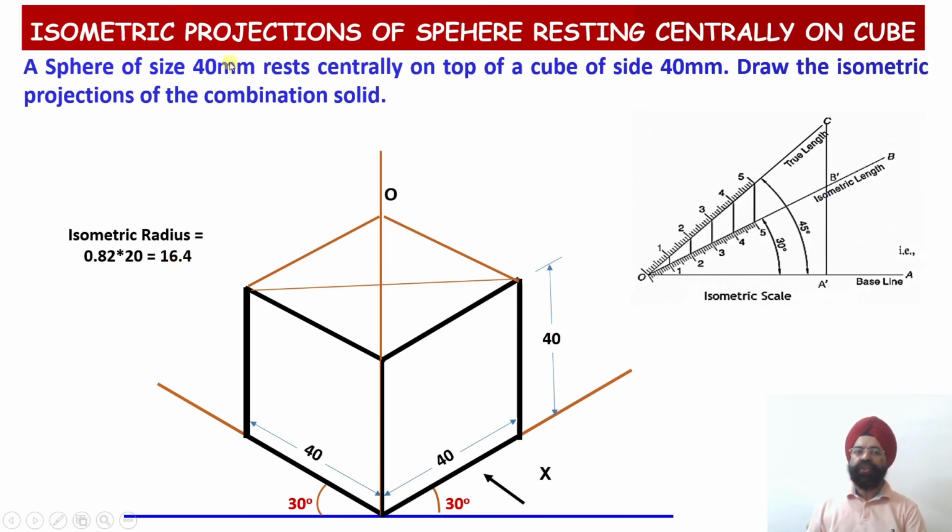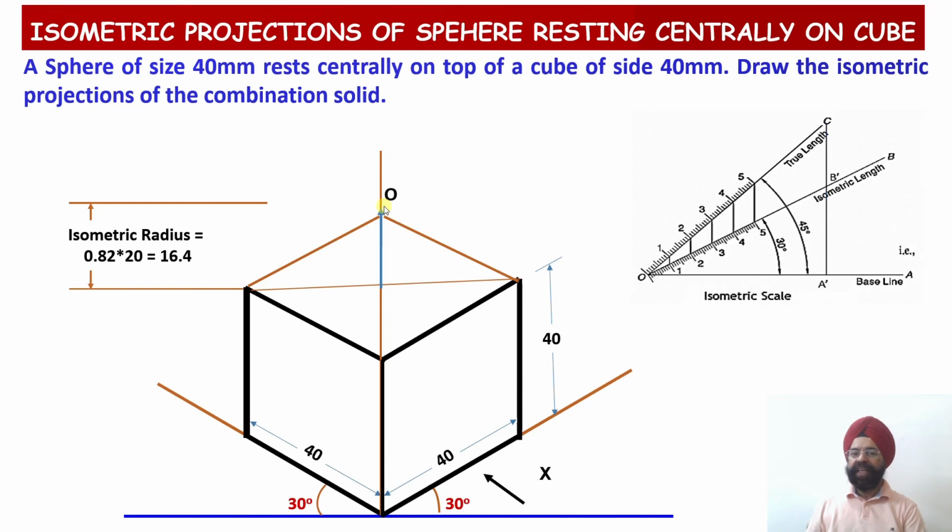So the principle of isometric projection which is applicable to a sphere is this one, that from this center you mark a radius of 16.4 millimeter, because the radius of a sphere happens to be a linear dimension. So all the linear dimensions will be foreshortened or reduced while we are trying to draw the isometric projections of any given object. So the radius has been reduced. So this radius I will be marking as 16.4.